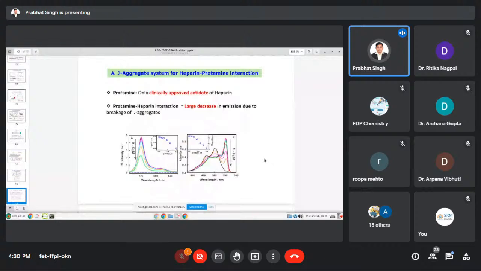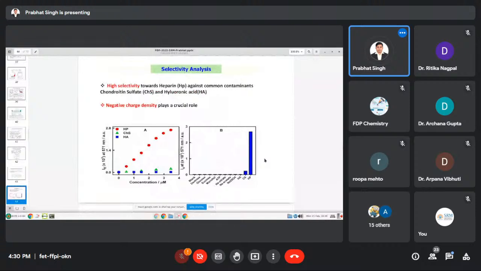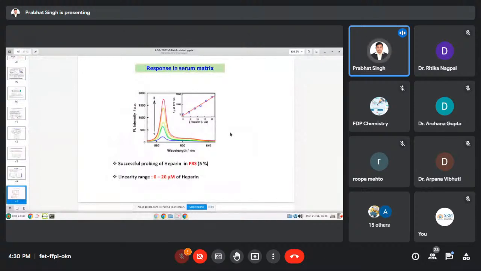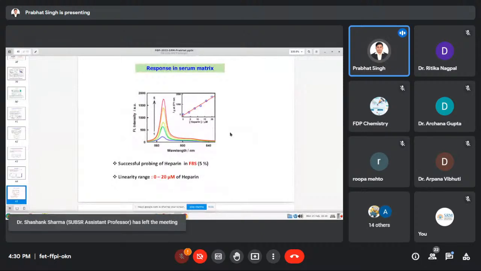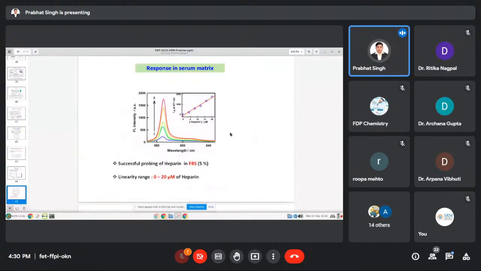So by now, in selectivity analysis also, we could really make some good data out here. So you see the heparin again shows a very high and selective response with respect to its related analytes. And in the serum matrix, well, we went up to 5% again. So we were limited to sort of 5%, and although we could go to J aggregate, we realized that it is possibly not this nature of aggregate, H and J.